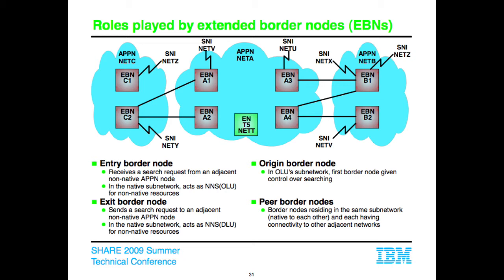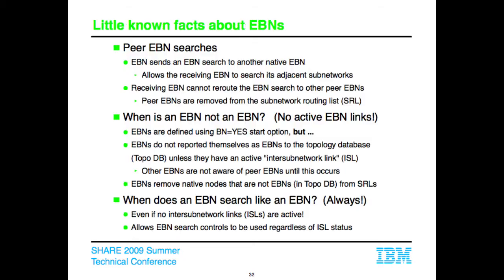If A1 wants to get to net B based on this diagram, he actually has to send the search to A3 or A4 to get into the net B network. In that case, A1 sends a peer border node search over to A3 or A4 to get it outside, to allow those peer border nodes to also search across any network boundaries that they have. That's the idea of a peer border node.